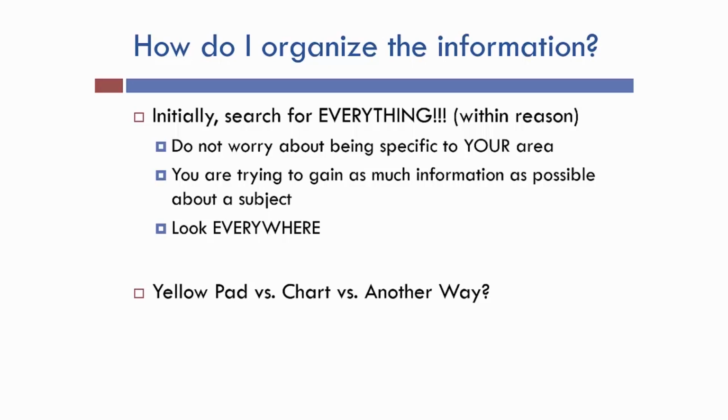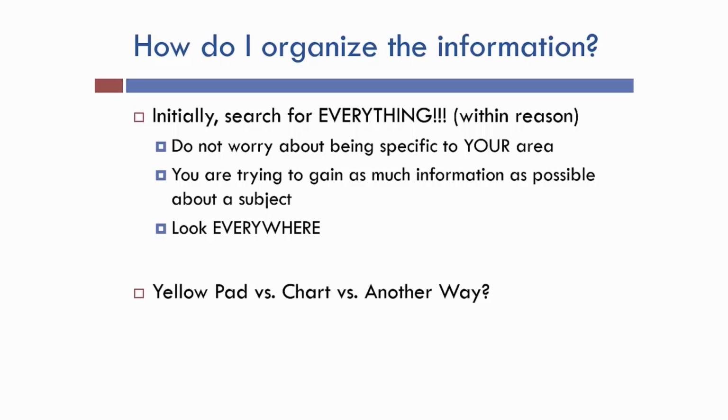Don't worry about being so specific when you find things, because you may find articles that are for, may find articles that are against, but I'm trying to gain as much information as I can initially so that I can begin to narrow this thing down. Now, there are a couple of ways that you can go about this. The yellow pad way, which is what I've called it, is absolutely the easiest. It's the non-digital way to do this.